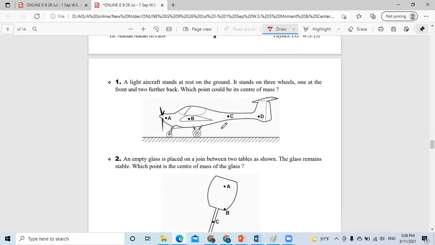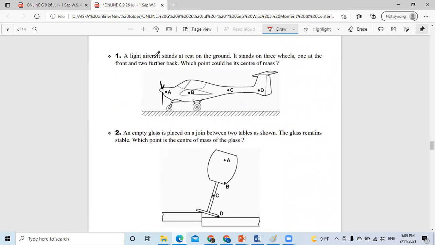Okay, now there was homework, these multiple choice questions. A light aircraft stands at rest on the ground. It stands on three wheels, okay? One in the front and two in the back. We have two wheels here, one here and one behind, and only one wheel in front. Which point could be the center of the mass? Of course, it cannot be A because it will topple over forward. It cannot be C or D. So the center of mass will be B, okay?